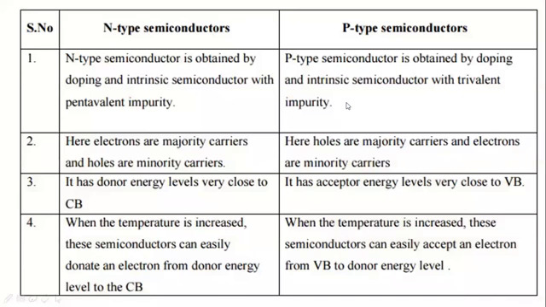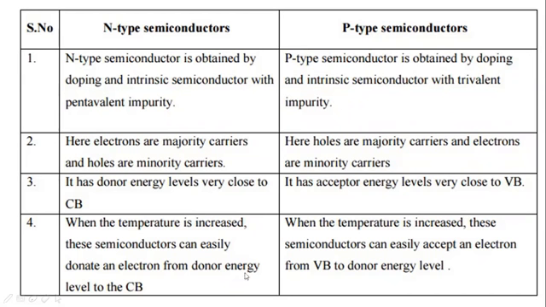Let us study the difference between n-type and p-type. N-type is obtained by doping an intrinsic semiconductor with a pentavalent impurity, p-type with a trivalent impurity. In n-type, electrons are majority carriers. In p-type, holes are majority carriers. It has donor energy levels very close to the conduction band. It has acceptor energy levels very close to the valence band.